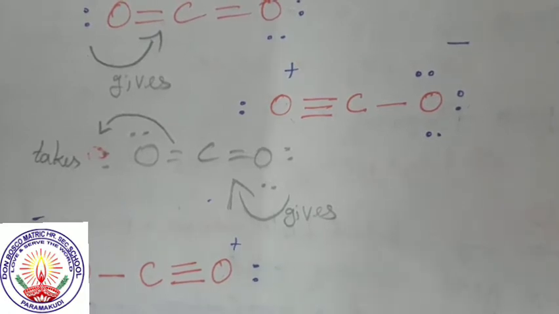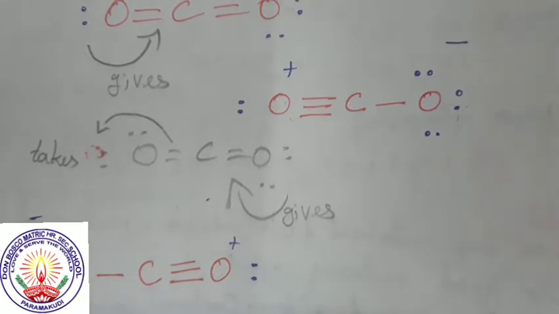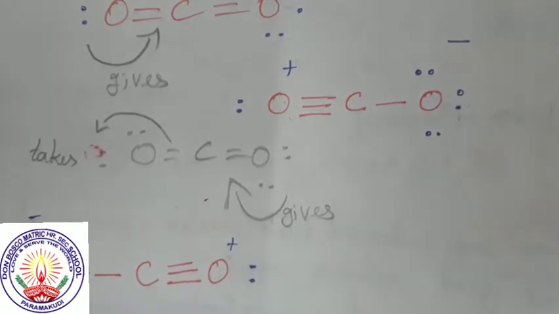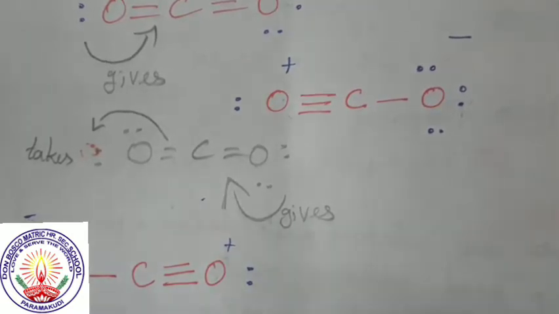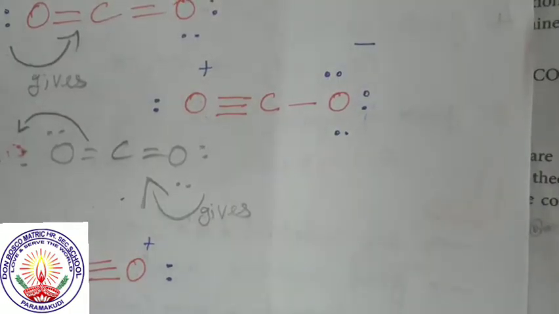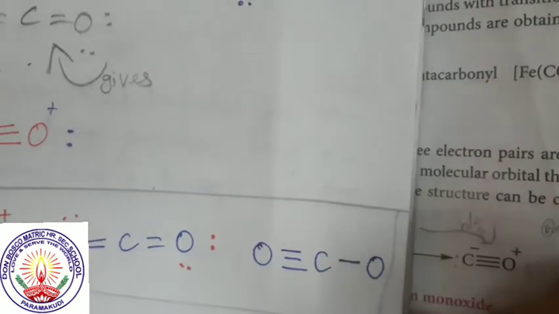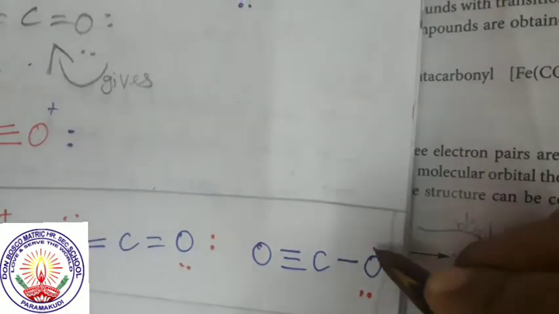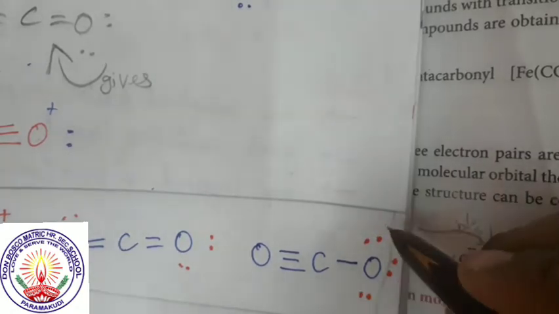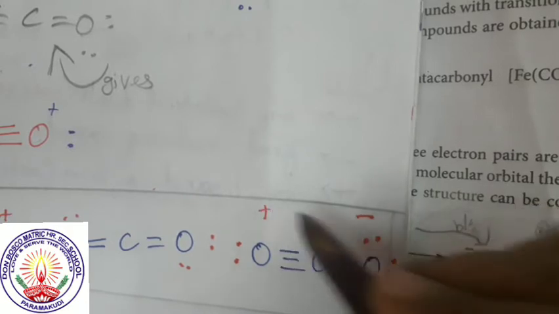oxygen, double bond carbon, double bond oxygen, and the first structure is oxygen, triple bond carbon, single bond oxygen. This bears a negative sign and this bears a positive sign.